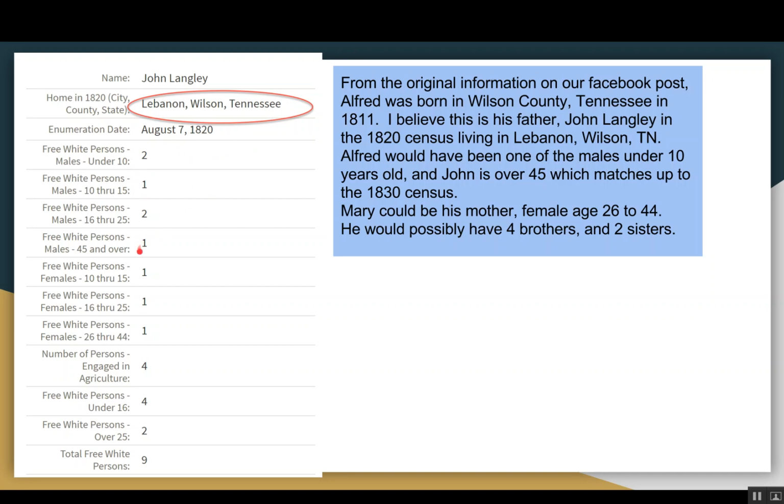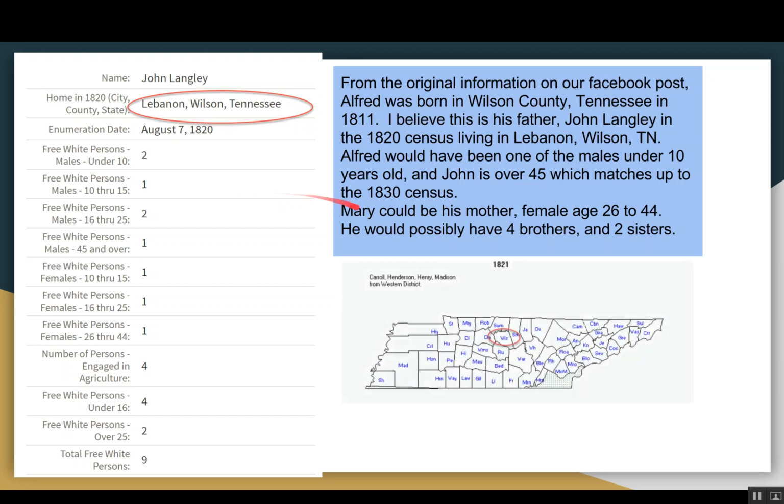And then John, his dad, if he was 60 in the 1830 census, he's going to still be pretty old, so he's going to be over 45. And then also this lines up with his mother. Mother would have been about 44, so this lines up with her too. And then also from this, we don't know any of Alfred's siblings. And so just from this census record, you can see there's a possibility of 4 brothers and 2 sisters. And there could be other people living with them besides siblings, but at least it just gives you an idea to start with.